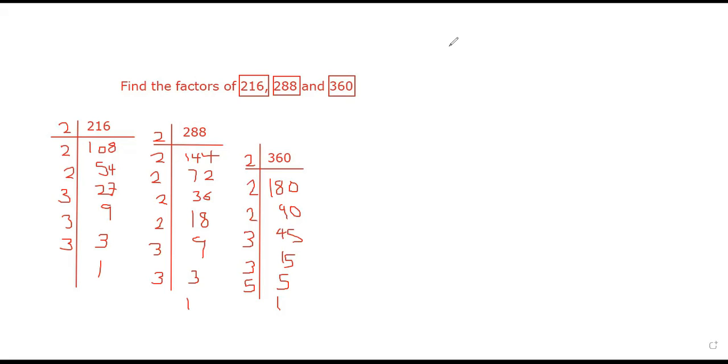So I'm just going to do something here now. I'm going to write them out. So I have 216, I'll have it this way. I have 288, I have it that way too. And I have 360, I have it this way too. Now I'm going to write out the prime factors here.